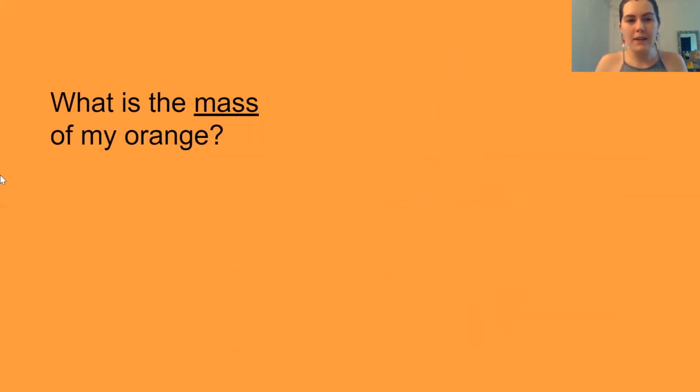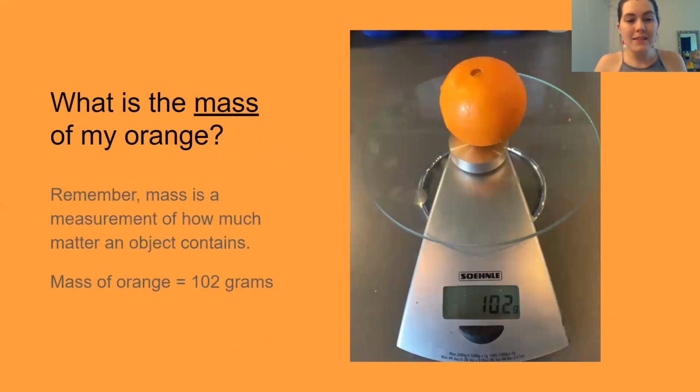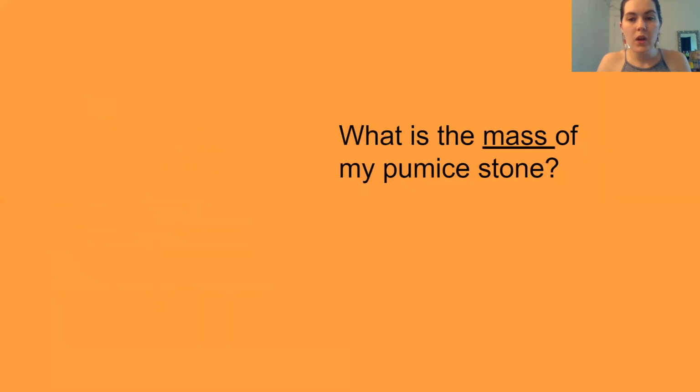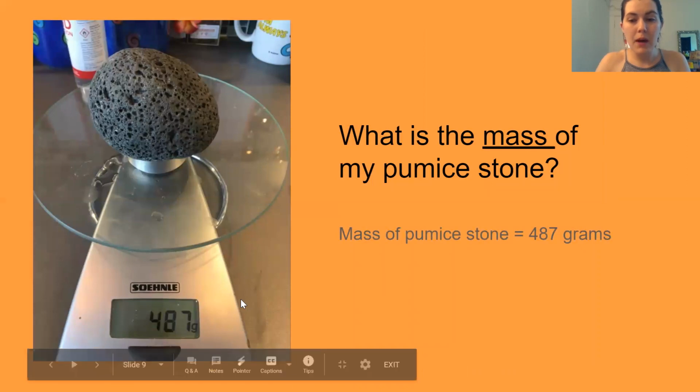So now to find the mass. What is the mass of my orange? Remember, mass is a measurement of how much matter an object contains, how much stuff or material, whatever you want to call it. When I put my orange on my scale, it told me I had 102 grams. That was how much mass my orange contains. What is the mass of my pumice stone? The mass of my pumice stone is 487 grams. That's how much it contains.